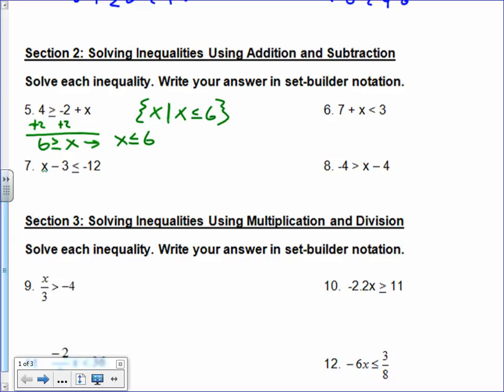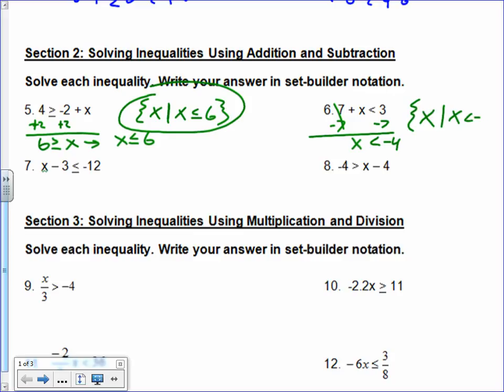Okay? Number 6, solve for x. This is addition again. It's +7, so we're going to subtract 7 from both sides. Cancel that out. So you have x left over here, less than 3 minus 7 is -4. Written in set builder, we have the fancy brackets x such that x is less than -4.